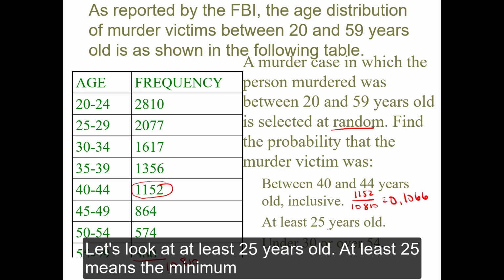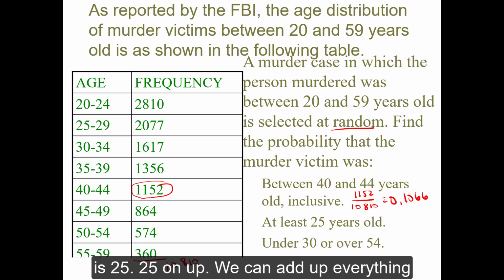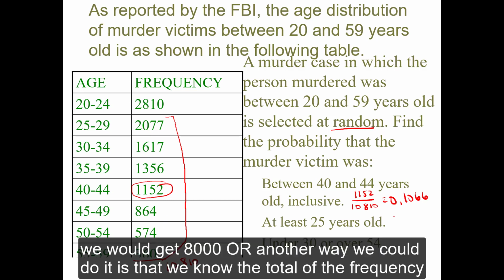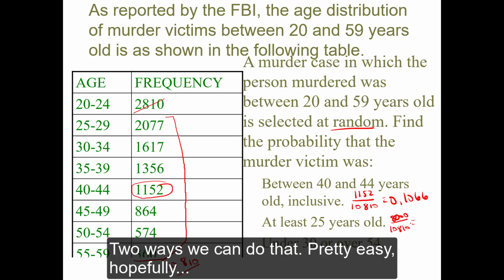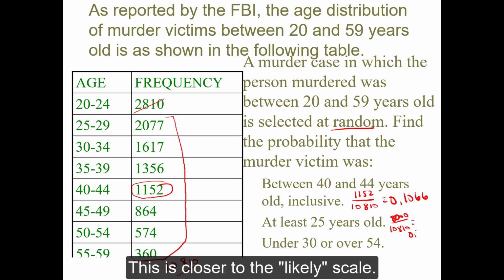Let's look at least 25 years old. At least 25 means the minimum is going to be 25. So 25 on up. So we could add up all these and we would get 8,000. Or another way we could do it is we know the total is 10,810. We just don't want that one. So we could subtract and we'd still get 8,000. So two ways we could do that. Pretty easy, hopefully. And we get 0.7401. So notice that this is on the likely scale.